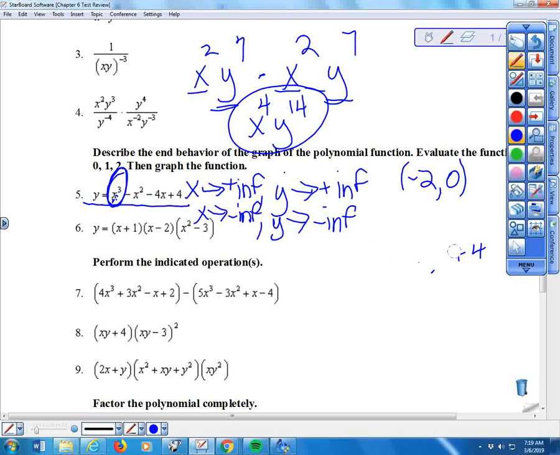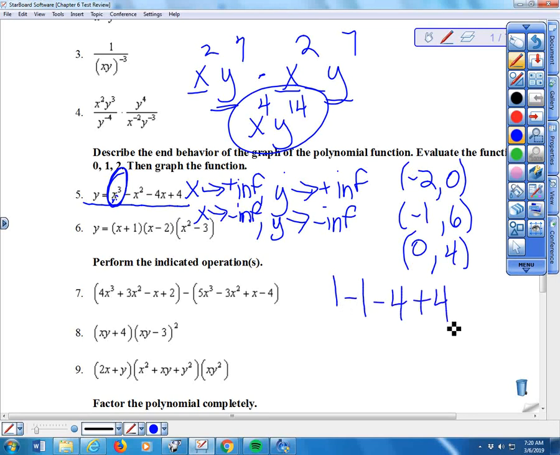Okay, negative 1. Negative 1 cubed is negative 1. Negative 1 squared is positive 1. Negative 4 times negative 1 is positive 4 and plus 4. So this is negative 2 plus 8, which gives me 6. Evaluating at 0, and that's 4. It's the y-intercept.